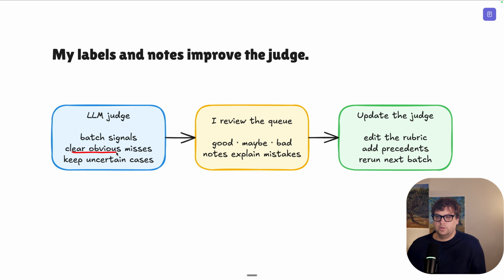I look for clear, obvious misses, then I review them, mostly the good and the bad, and my notes are going to explain mistakes. Now, sometimes it's very obvious. I'm like, I just saw 10 of them, and it's very obvious what the problem is, and I don't need to do this error analysis because I just saw it so many times. It's been so repetitive that I know. And sometimes I need to do more error analysis. And so then I update the judge.